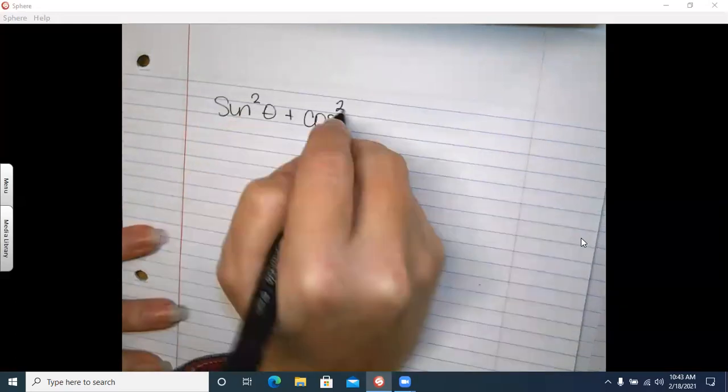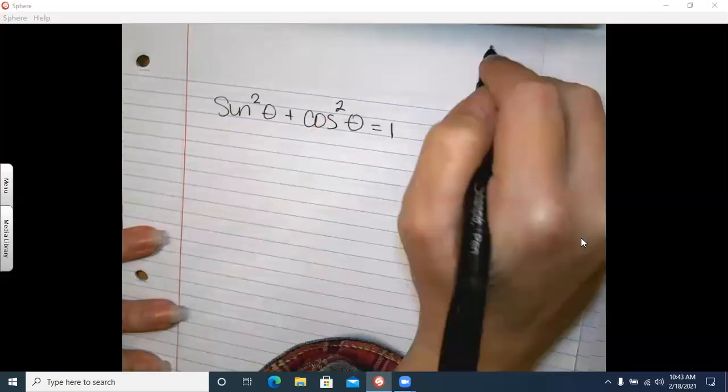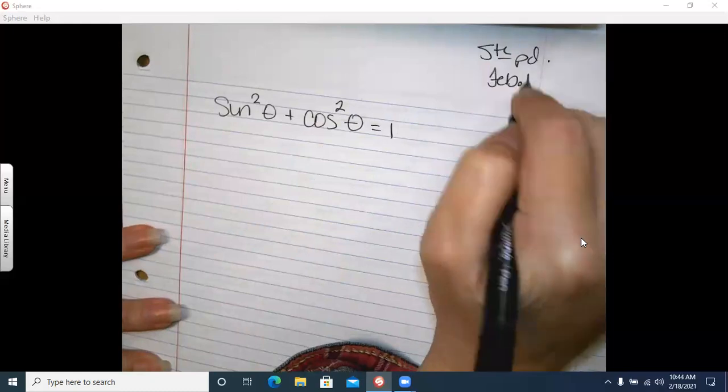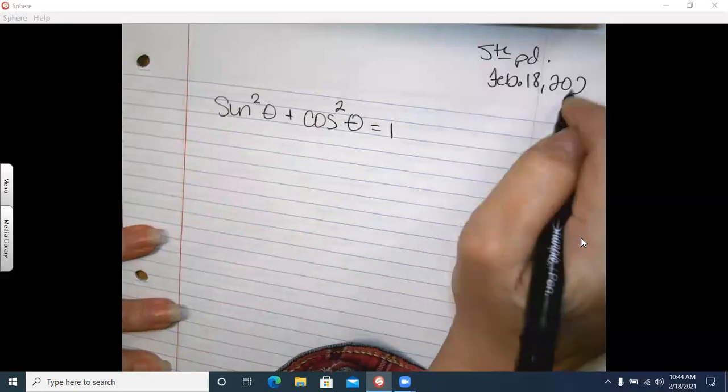So let's go back to sine squared of theta plus cosine squared of theta equals 1. I'm not usually that jumpy. I don't know why that scared me so much.